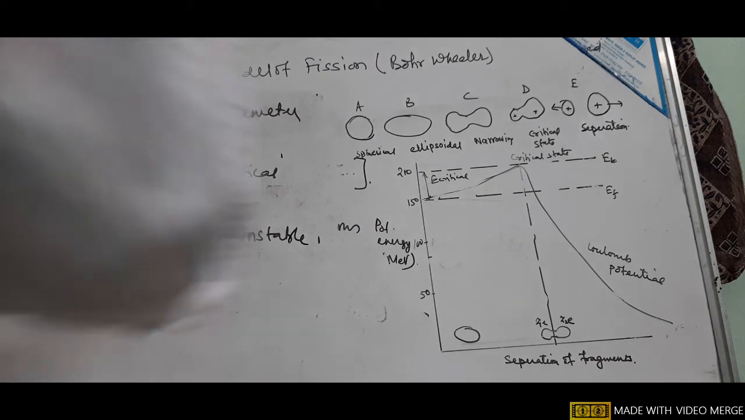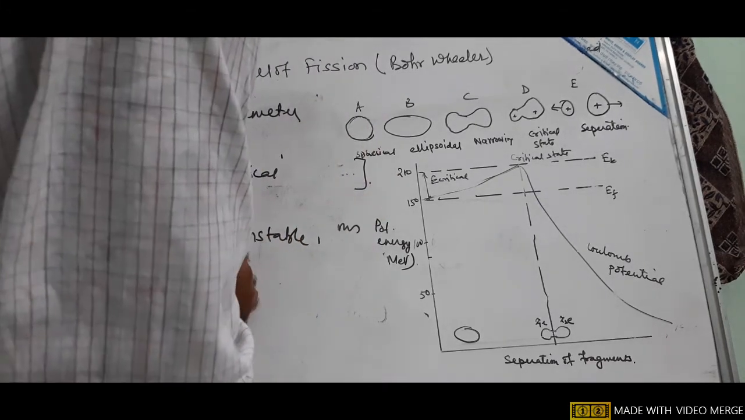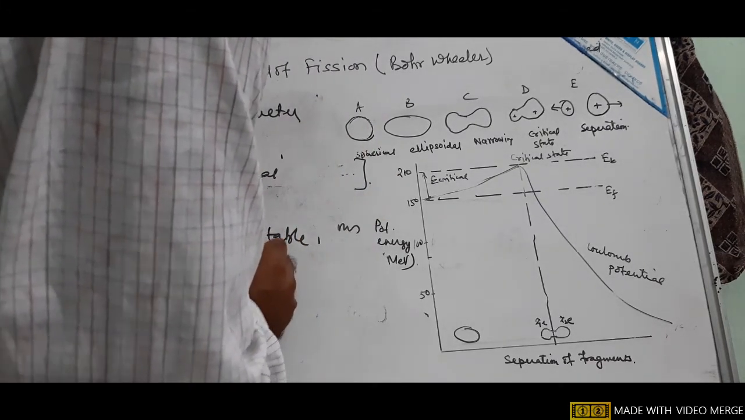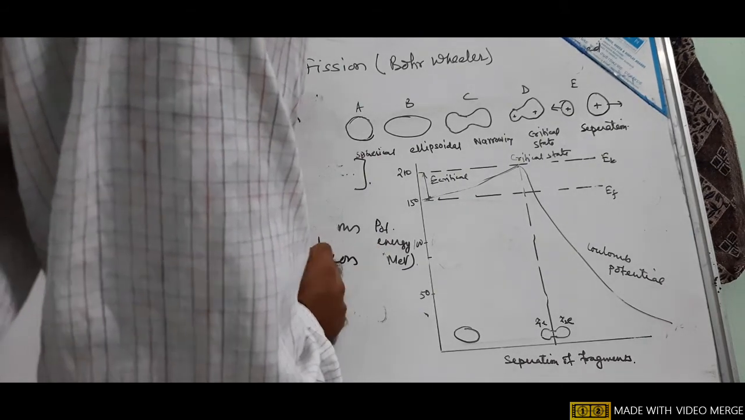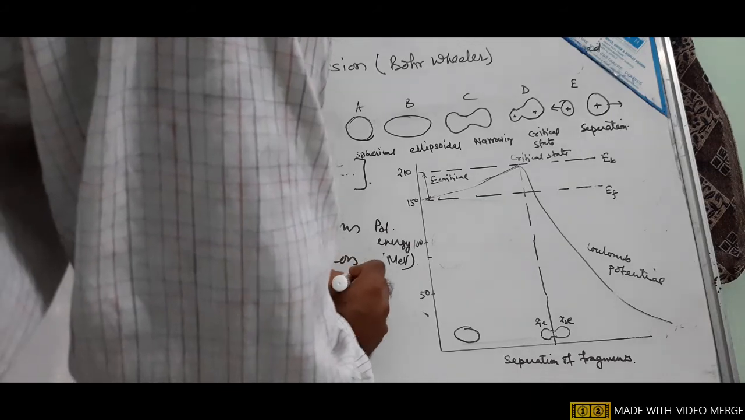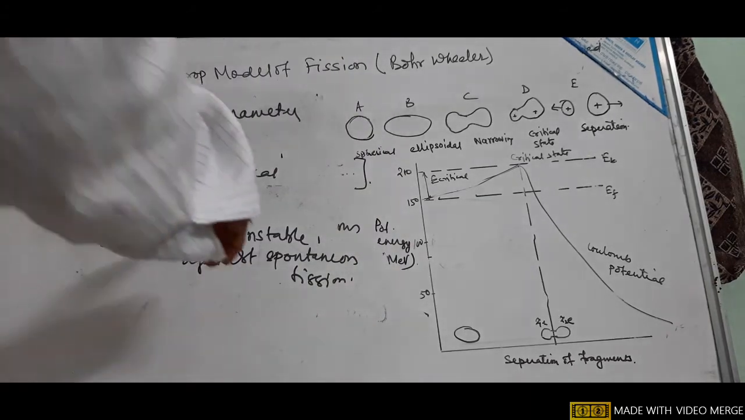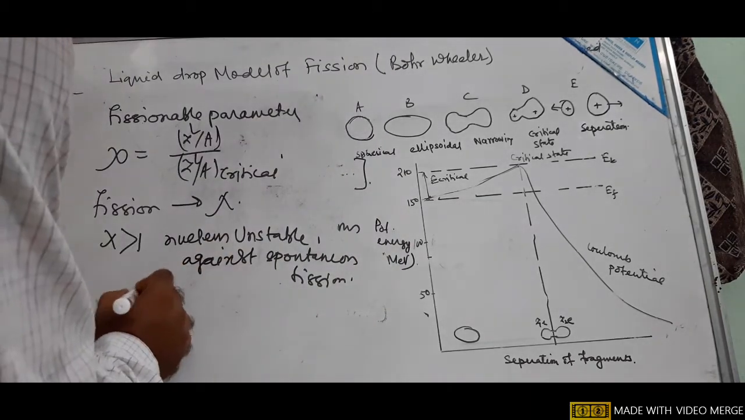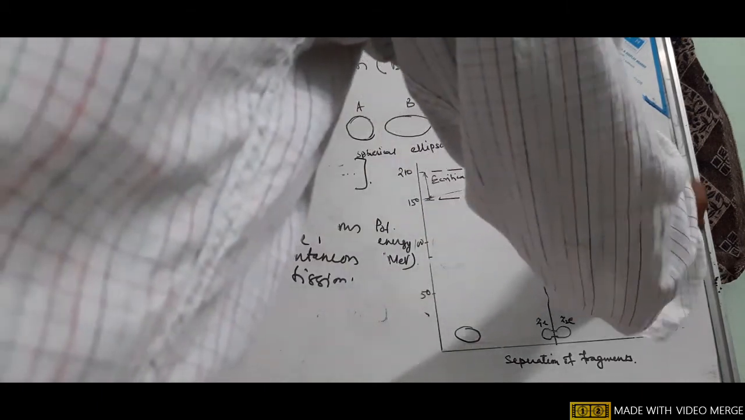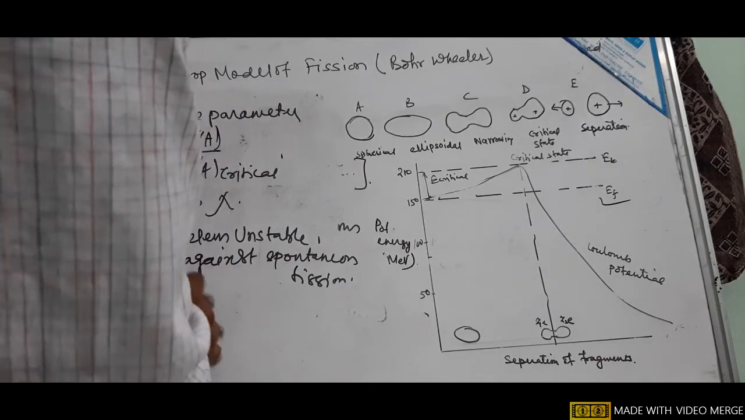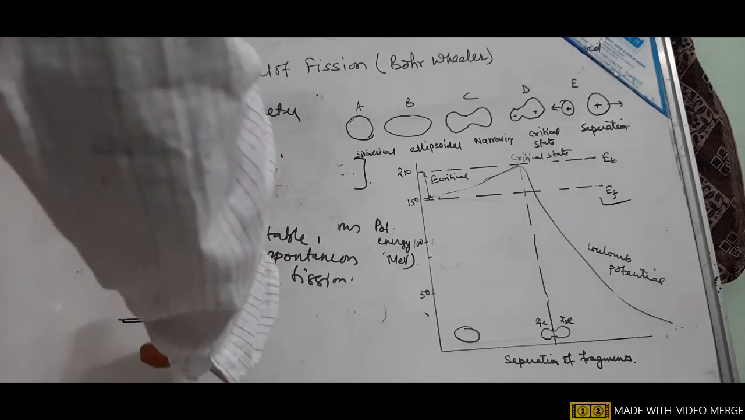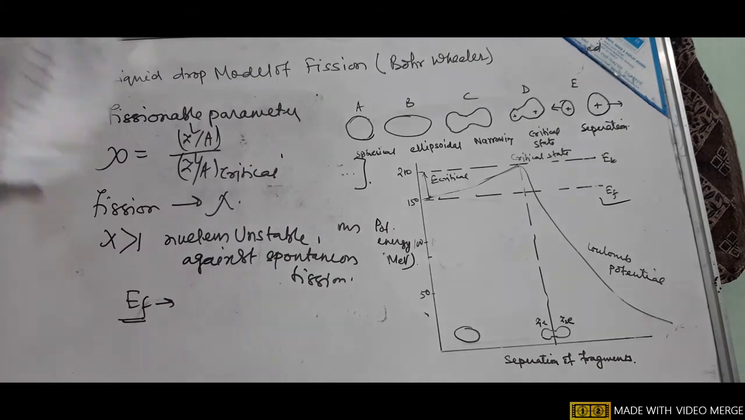And the nucleus is unstable against spontaneous fission. Right? So the critical energy EF for the fission is defined as the energy necessary, the energy required to deform a drop when it is about to split into two equal masses.